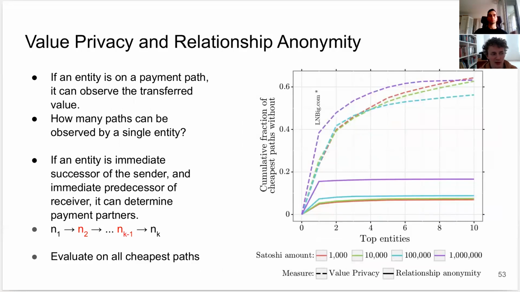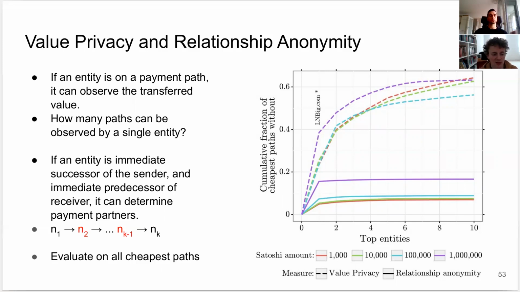Now, finally, let's talk about value privacy and relationship anonymity. So if an entity is on a payment path, then of course it can observe the value that's being transferred through it. And we can then check on how many paths this would actually be the case for some of our top entities. Now, in addition, if an entity is the immediate successor of the sender and the immediate predecessor of the receiver, then it can determine the payment partners. And again, we can check for how many paths this would actually be the case. And so we evaluated this for all cheapest paths.